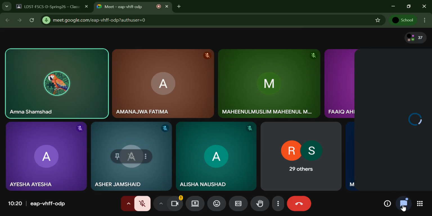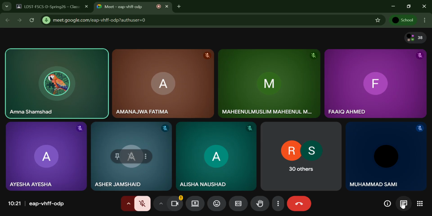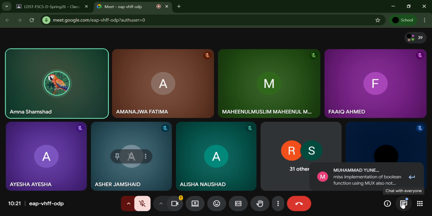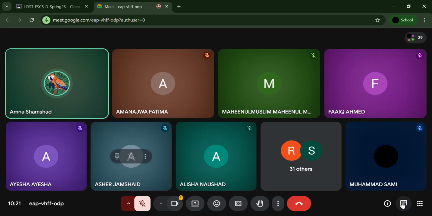Okay, should we continue? Yes, obviously, all the topics that are before mid are also included. Boolean function using mux is also not included. Okay, I think we will move on with the topic wise.